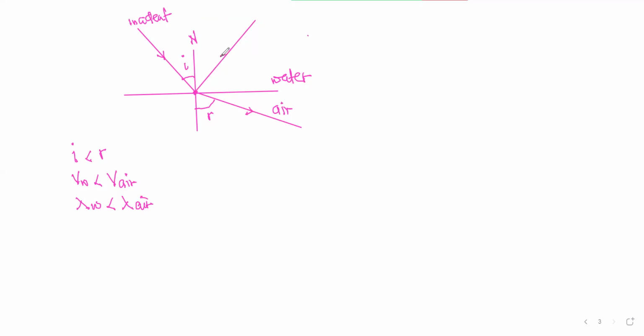So this is the reflected ray, but very weak in terms of intensity. Then this is the refracted ray, but it will be stronger in terms of its intensity. Still, laws of reflection are obeyed. Angle of incidence is equal to angle of reflection.